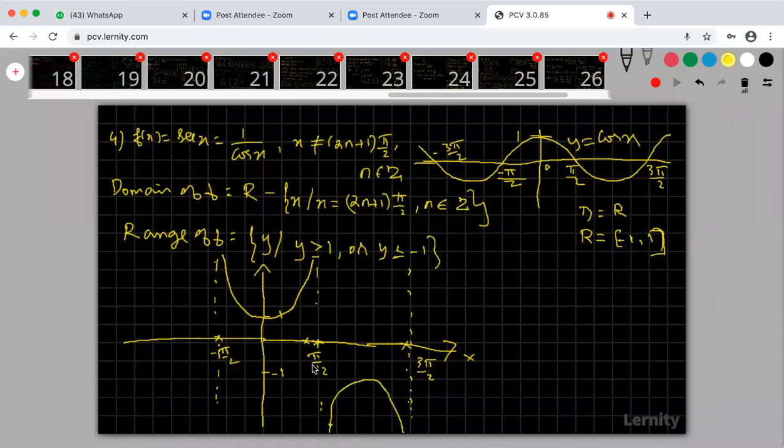What about x is equal to pi by 2, or x is equal to 3 pi by 2? The function is undefined. At x equal to pi by 2, 3 pi by 2 or 5 pi by 2, the function is undefined. That is not in your domain, so don't bother about that. Now come to this side, minus 3 pi by 2 to minus pi by 2. The curve is coming like that.